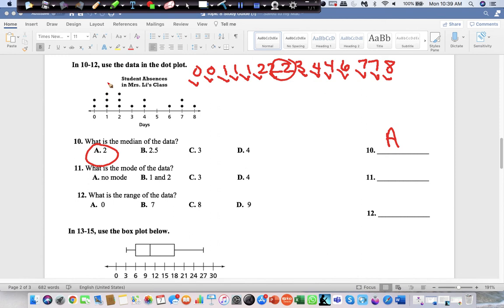Mode of the data is the one that occurs the most. In this case, it would be 1 and 2. And yes, you can have more than one number be your mode, or you can also have no mode. If they all had 3 dots in each column, then we would put no mode. And then the range is biggest minus smallest. So 8 minus 0 is 8, so C.